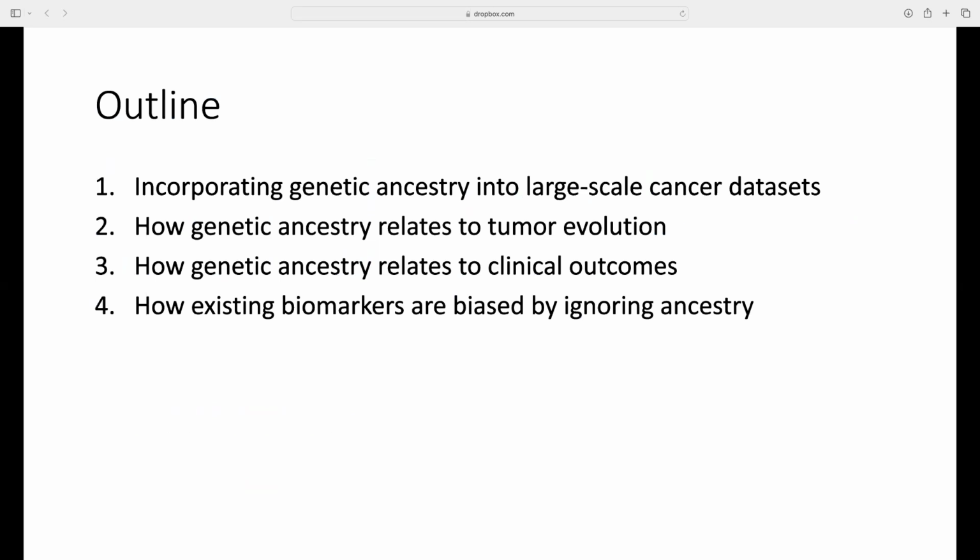First of all, I'm just going to introduce the concepts of genetic ancestry and the distinction between race, ancestry, and genetic causes, which I think is important to keep in the back of your mind through the entirety of the talk. Then I'm going to talk about some work that we've been doing, trying to understand the correlation between genetic ancestry and tumor evolution. How do cancers evolve? How are they formed? As well as the correlation between genetic ancestry and clinical outcomes, and how we could be incorporating ancestry and genetic diversity into our predictive models.